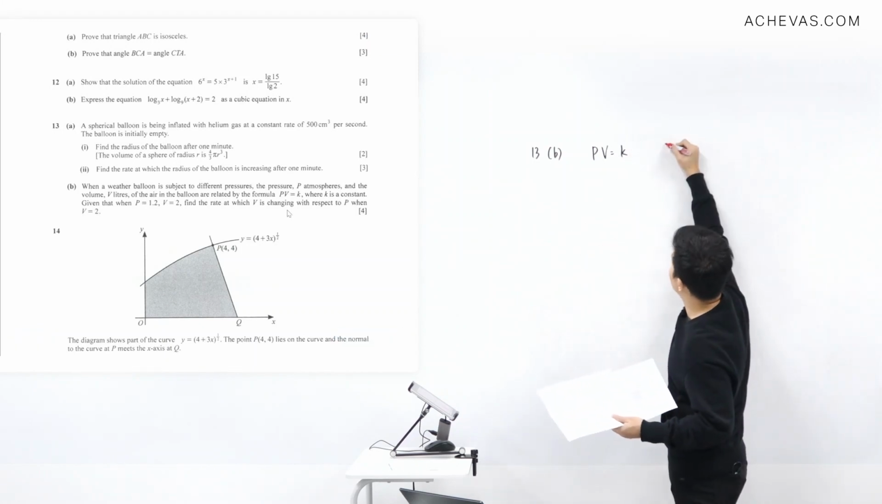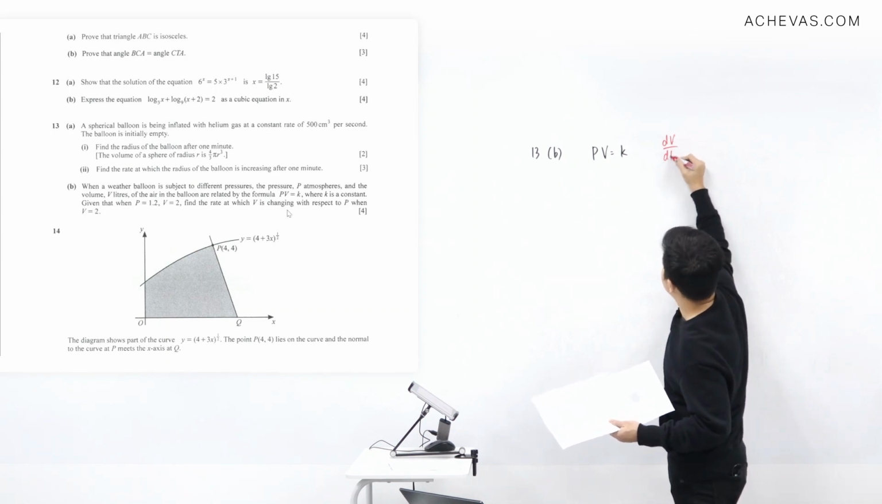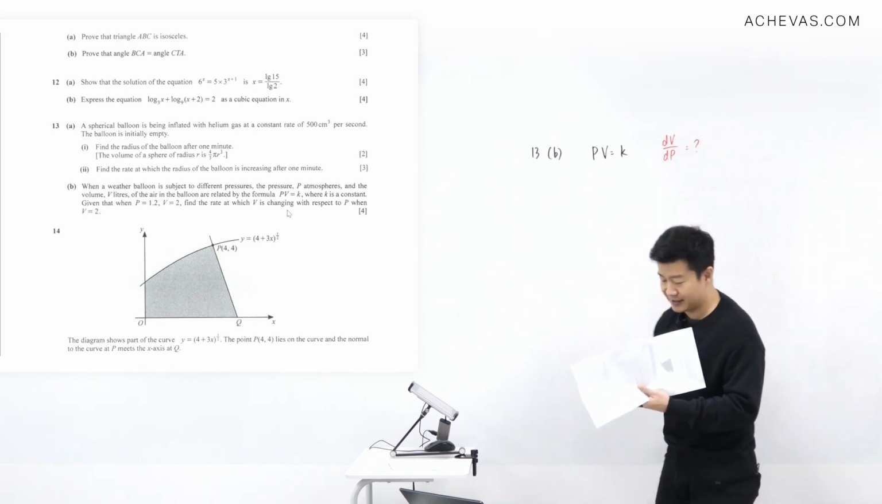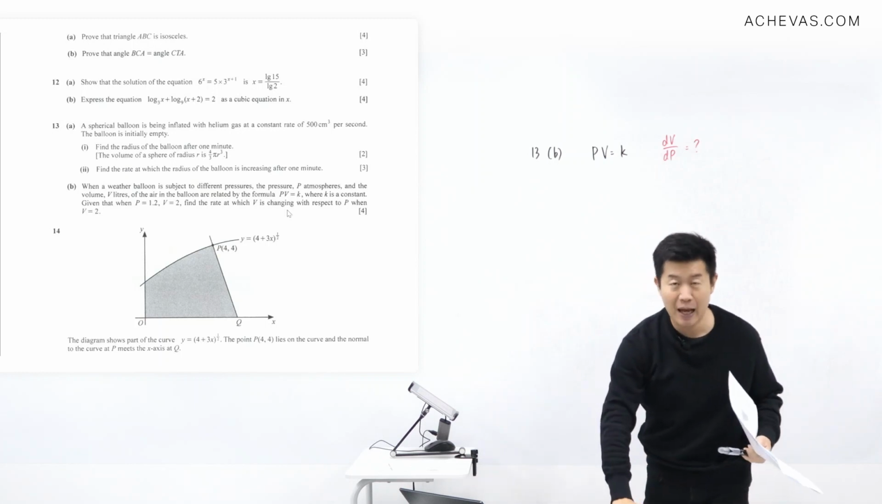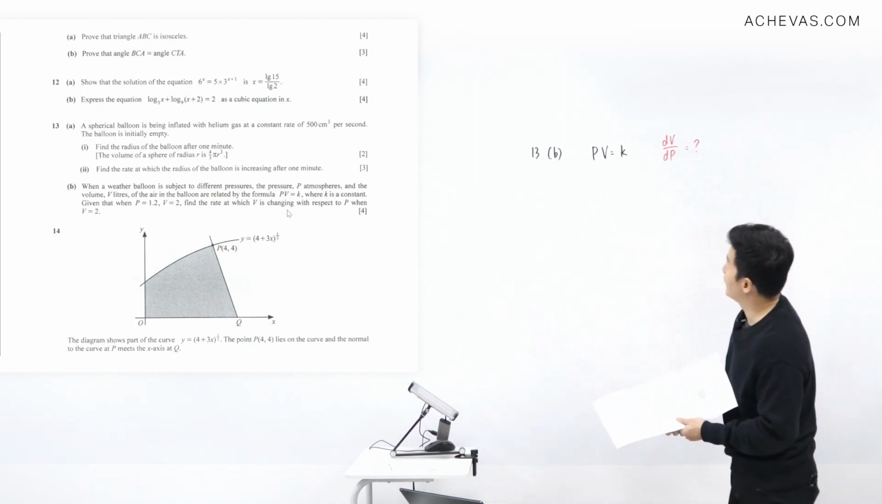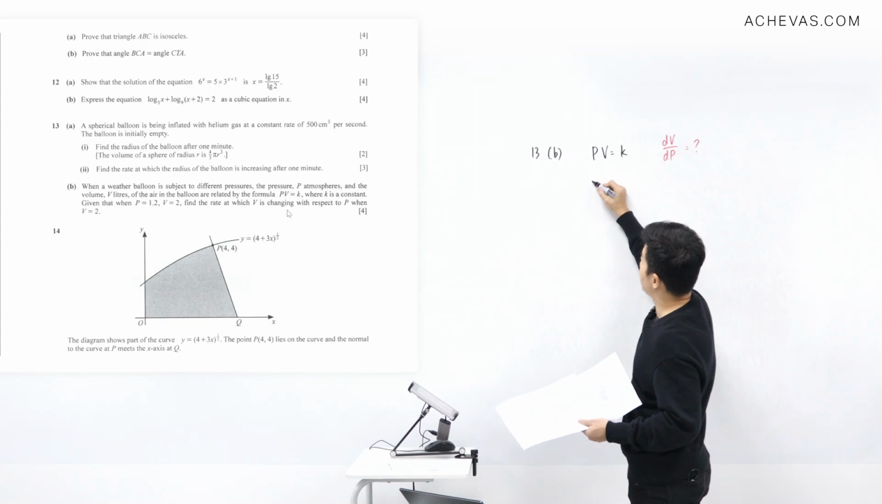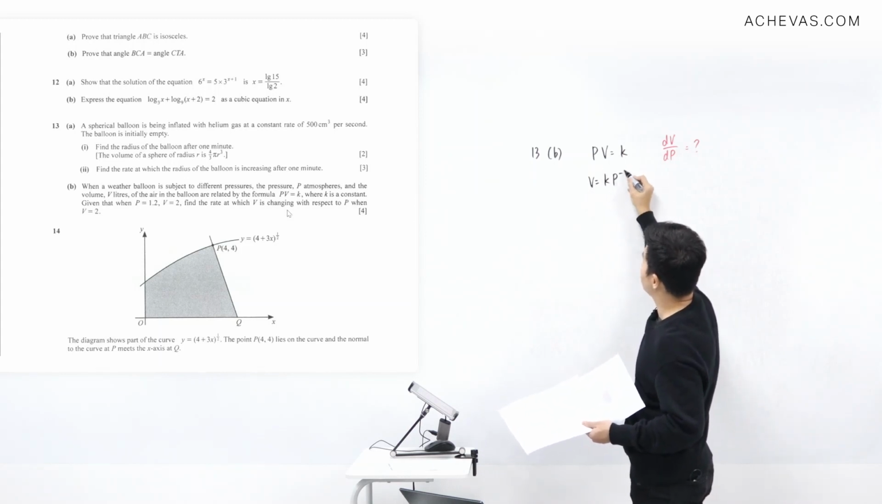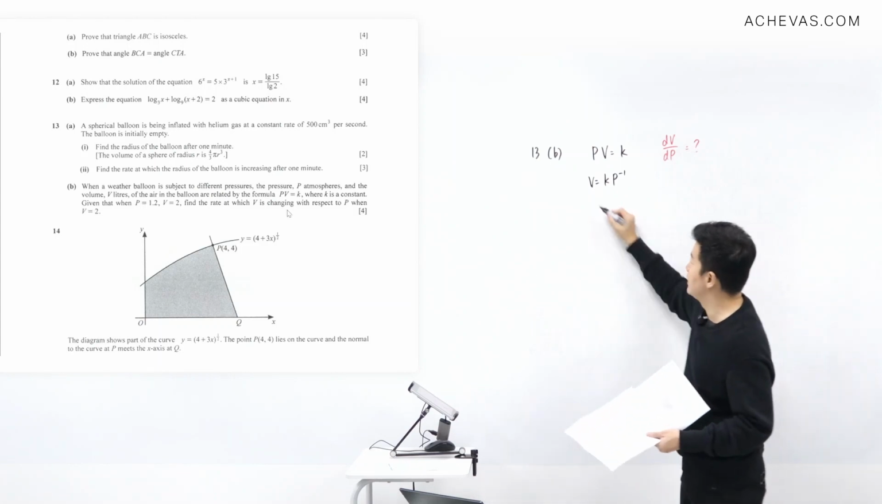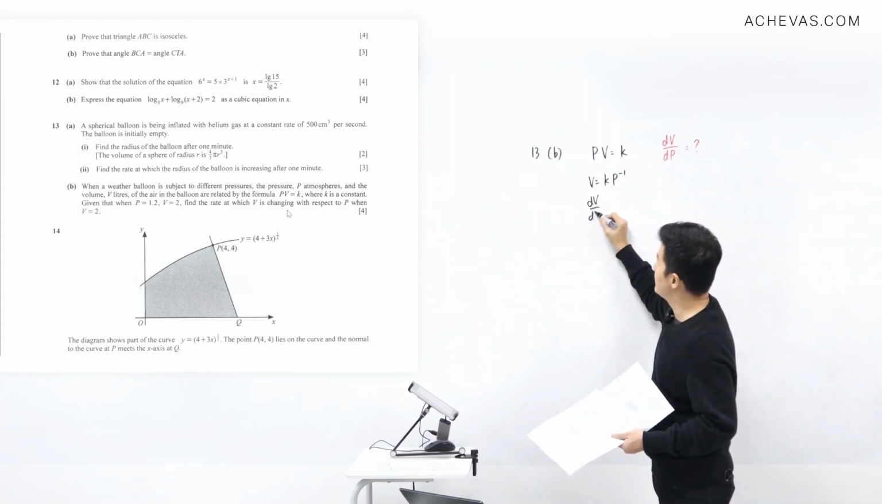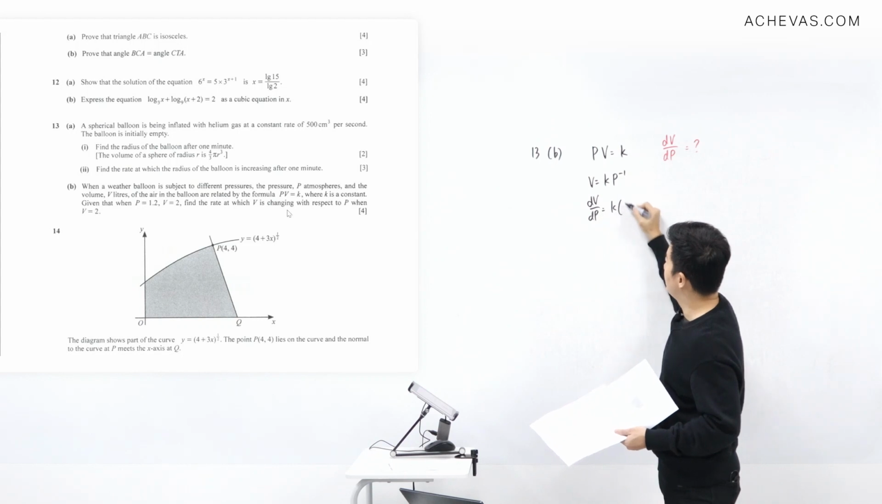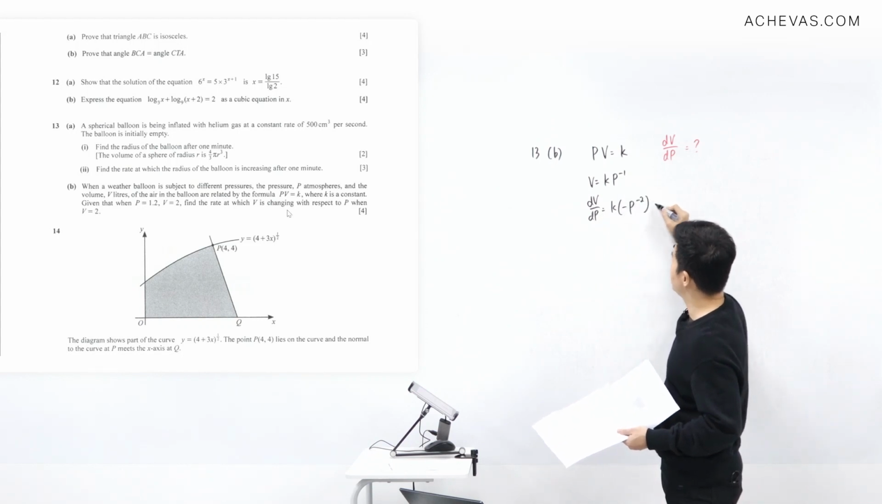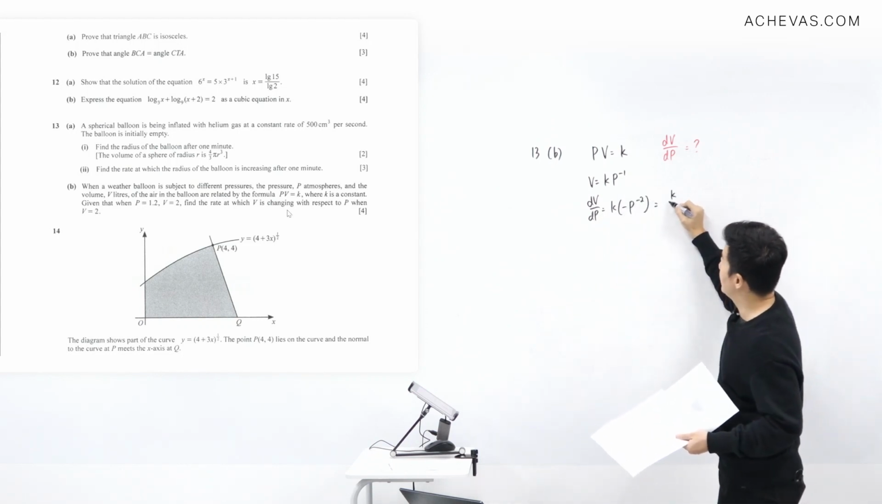but this sentence here, find the rate at which V is changing with respect to P, is actually trying to ask us, based on this equation, can we find the rate of change of V with respect to P? The question is asking us to find dV dP. So let's try to do that by making V the subject. V is going to be equal to K divided by P, which I can write as P to the power of -1, which means that dV dP is going to be K times minus P to the power of -2, which is going to be minus K over P squared.